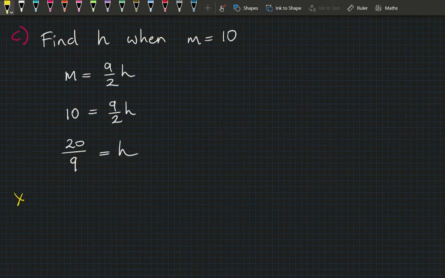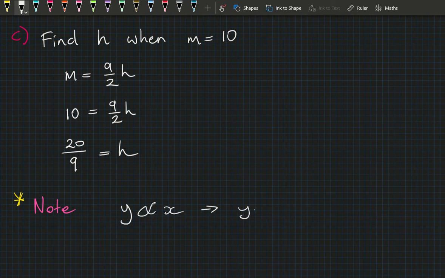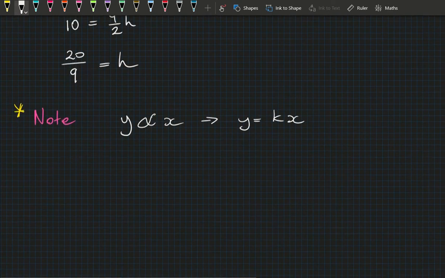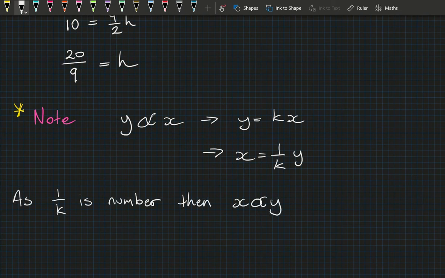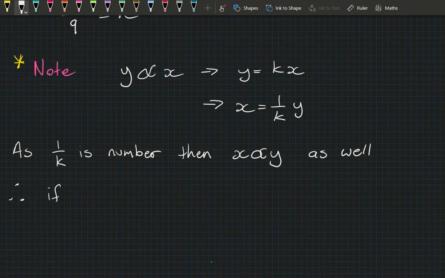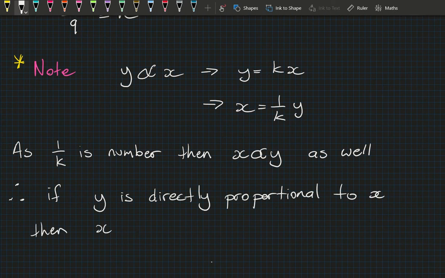Alright, we should make a note here that when y is proportional to x, that means that y is equal to k on x, right? And it doesn't take much algebra to realize that that means that x is equal to 1 on k times y. So because 1 on k is just a number, then x is also directly proportional to y as well. And so if y is directly proportional to x, then x is also directly proportional to y.